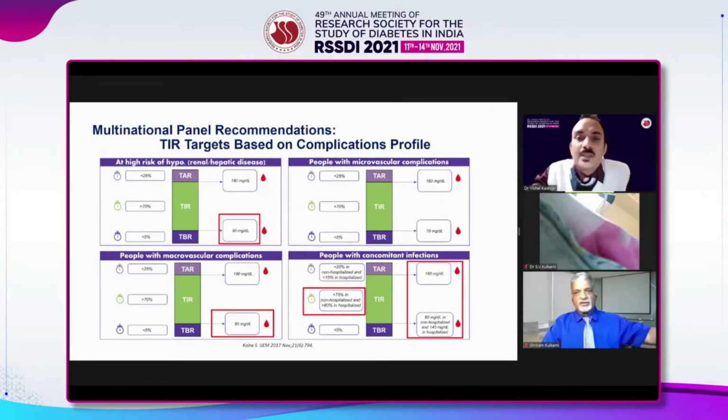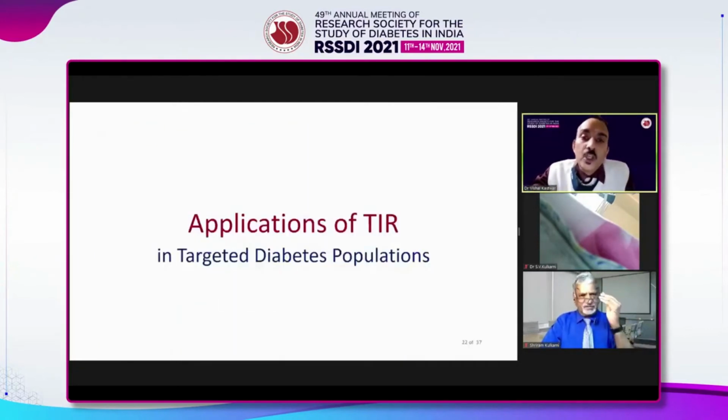These are again very practical recommendations. That's why I have brought them here. So how does it apply for targeted diabetes populations?